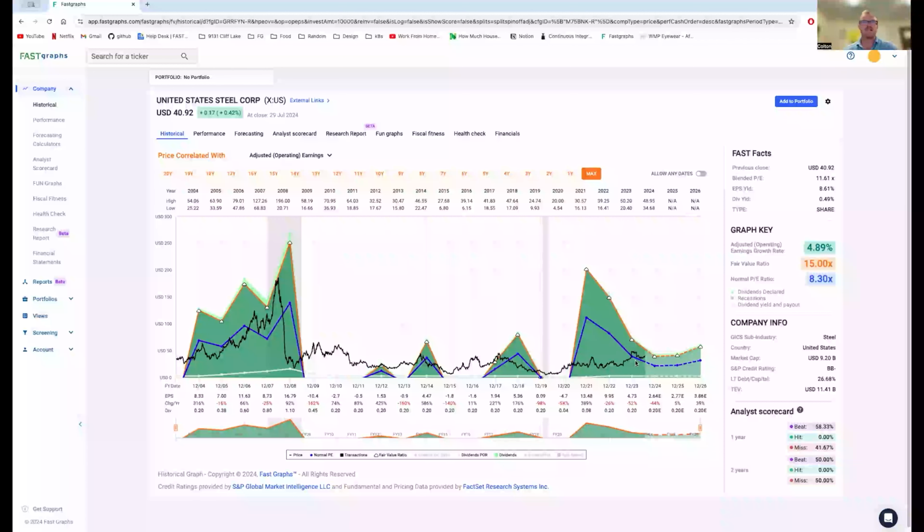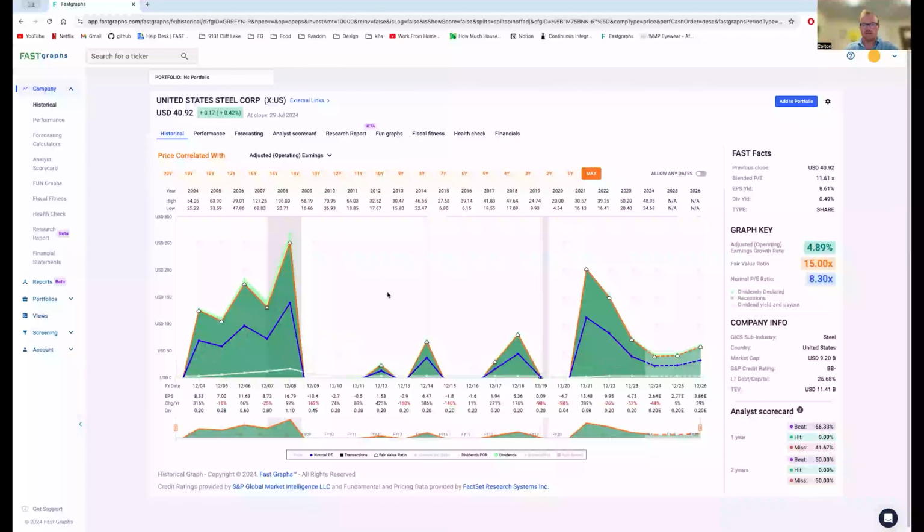This is dead money. This is a decade or more of just dead money that FastGraphs can help you avoid, right? Like we all want to make money. We all want to make safer investments, and FastGraphs is really here to help you make safer investment decisions.